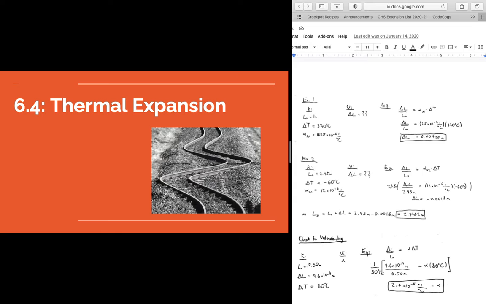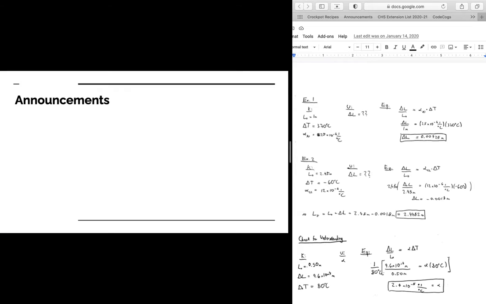So today we're looking at our last topic for unit 6.4, thermal expansion. Okay. So some announcements: we have Unit 6 Quiz 1 on Monday 1/25, and then we're going to have our Unit 6 test on Thursday 1/28 and Friday 1/29, for 5th period on Thursday and 4th and 6th period on Friday respectively.